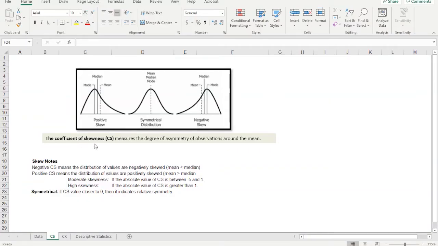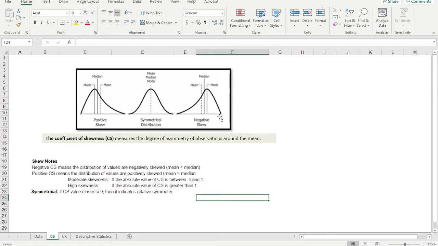So the coefficient of skewness is what we call a measure of shape. And here it says it measures the degree of asymmetry of observations around the mean. The way you want to look at this when you're trying to assess the skewness of a distribution is to think of a histogram and see if the bars are more towards the left-hand side or more towards the right-hand side.